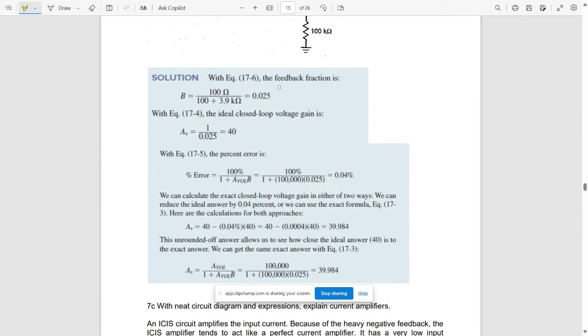So first, the first thing we need to calculate here is the feedback fraction beta. This is not B, okay? This is beta. Beta is given as R1 divided by R1 plus R2. Substitute the values for R1, R2. We get it as 0.025. After that, find the value for AV, 1 divided by beta. We get 14 as your ideal closed loop gain.